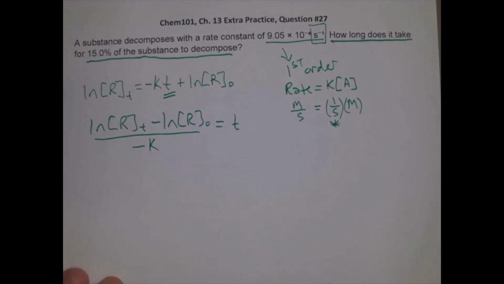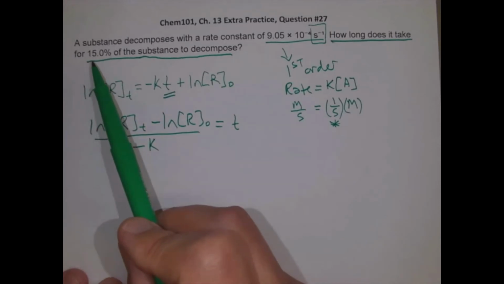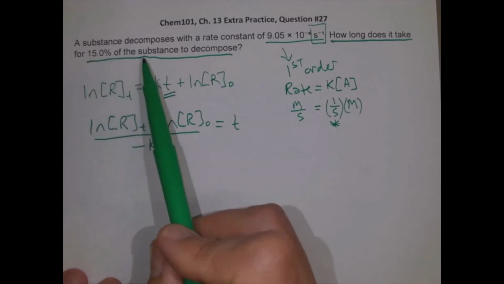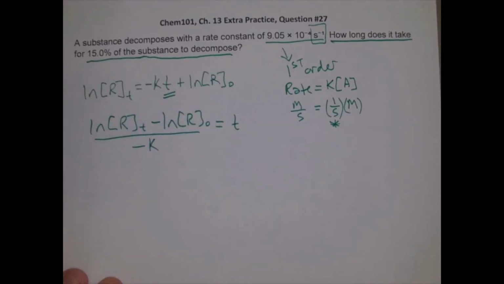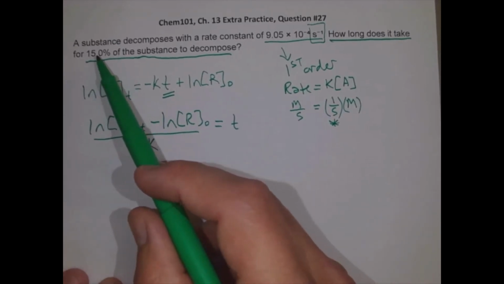And in this particular problem, it's not real evident what those numbers need to be, because it just says how long does it take for 15% of the substance to decompose. Okay, so all we're told is that it's a certain amount of time for 15% of this stuff to decompose. So what numbers should I put in here to represent that? Well, it's easiest if you think of this as like, 15 out of 100.